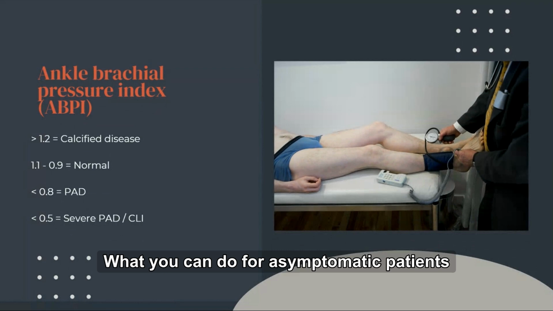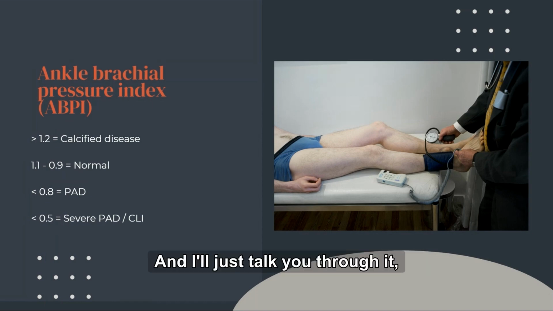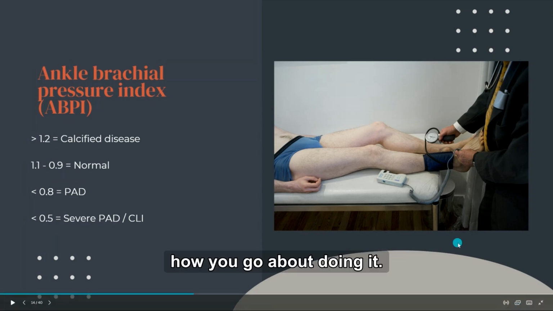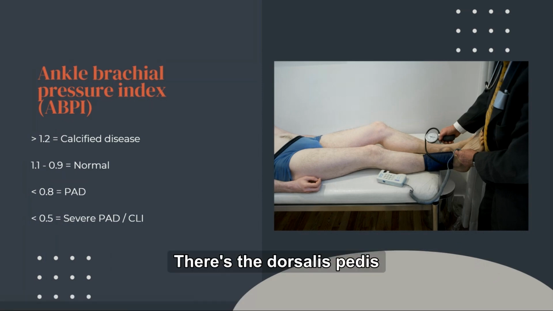What you can do for asymptomatic patients or people with claudication is assess their ankle brachial pressure index. This gives you an indication as to how bad the disease could be, and I'll talk you through how you go about doing it. There's a brachial artery in your arm, obviously, and that's where you normally take your blood pressure from. There's the dorsalis pedis and the PTA at the foot.